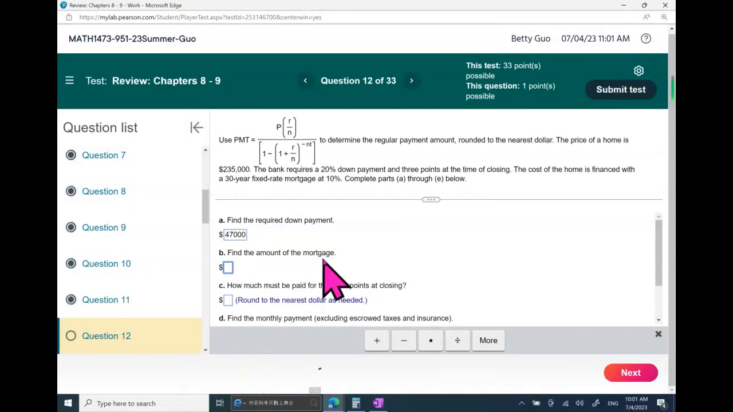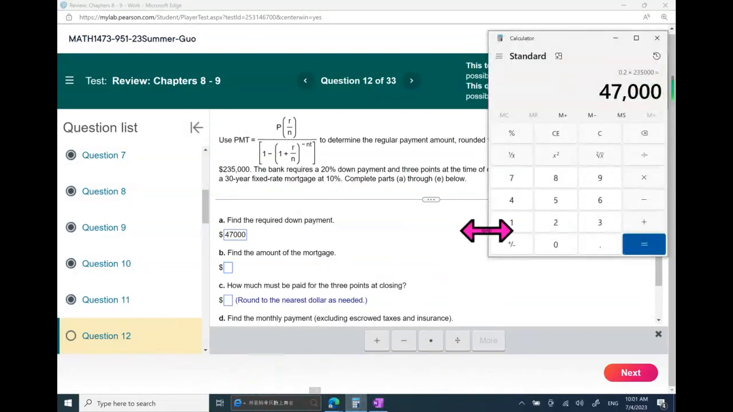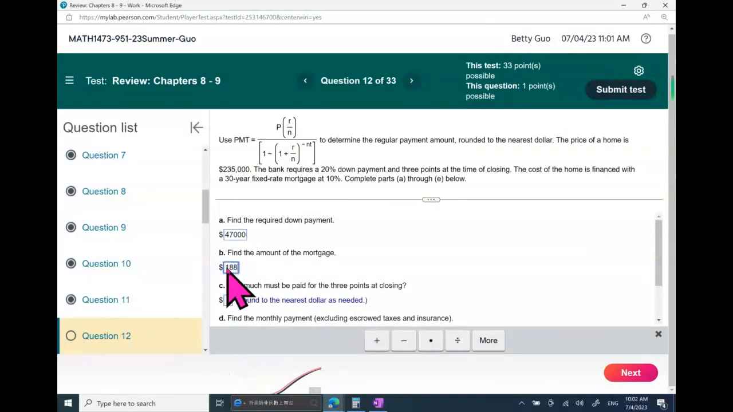It's pretty straightforward. Part B, find the amount of the mortgage. It's how much money you need to borrow. You can either subtract 47,000 from the price, or something I like to do is multiply 0.8, because you pay 20%, so you have to borrow 80% of the price, 235,000. That's 188,000. Make sure those two values add up to the price of the house. 188 plus 47 is 235.